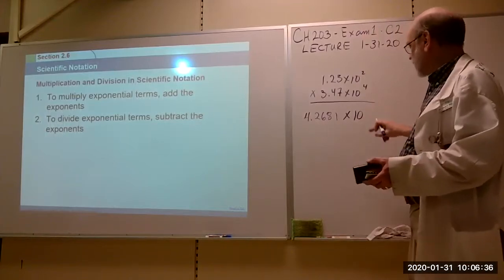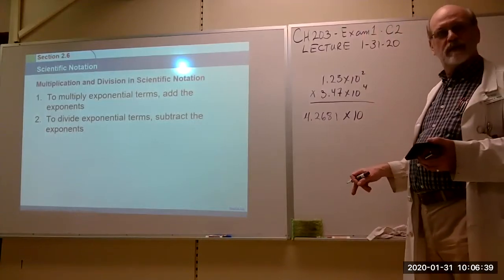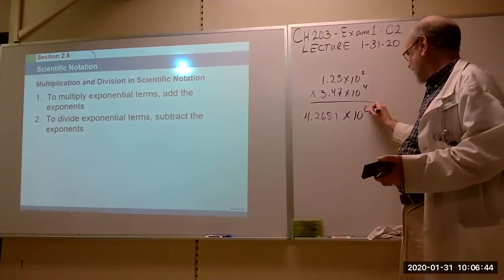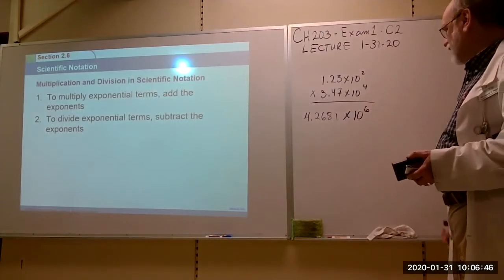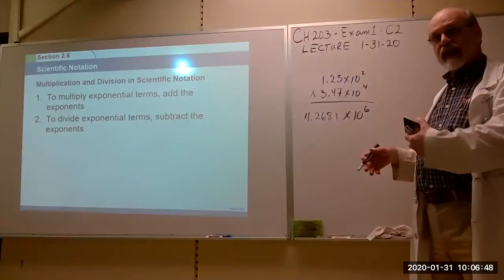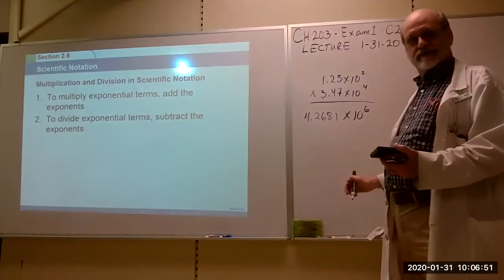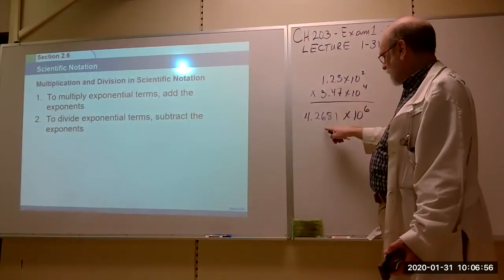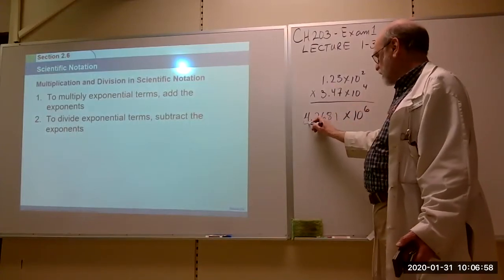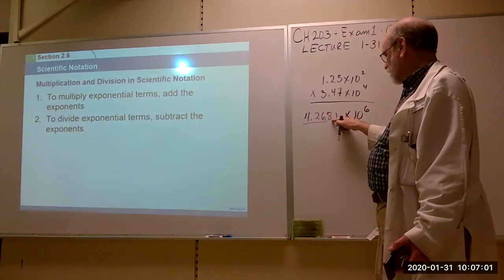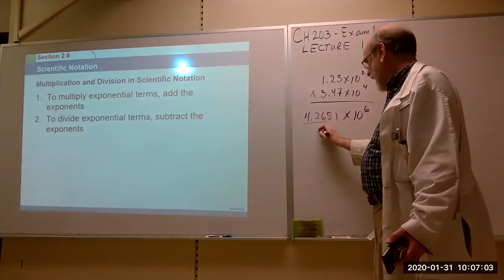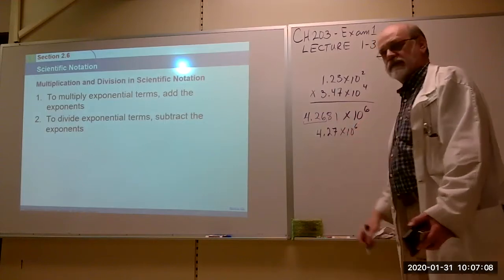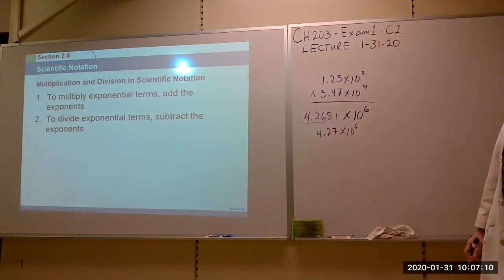And what is the power of 10 here? Don't you just add it? You add the powers of 10. Yes. Now you say, how many of these can I keep? What's legal? Well, there's 3 here and 3 here, so you only have 3 here. So we're going to keep those 3. The next digit is greater than 5, so the answer is 4.27 times 10 to the 6th. Okay?